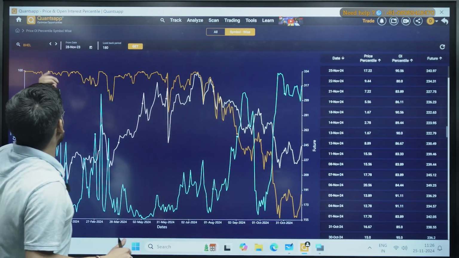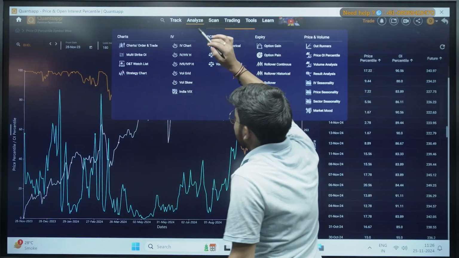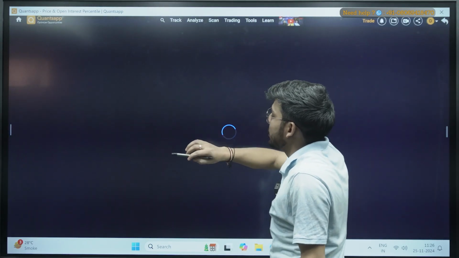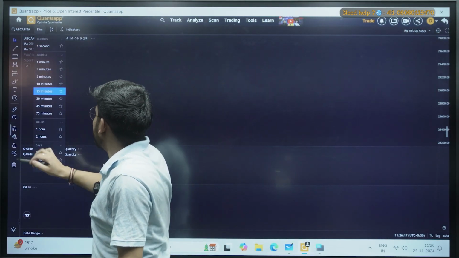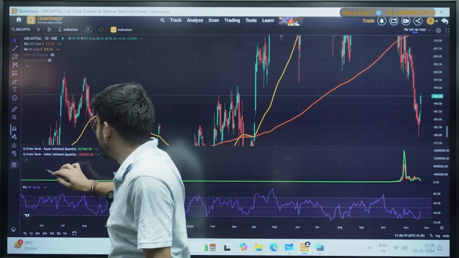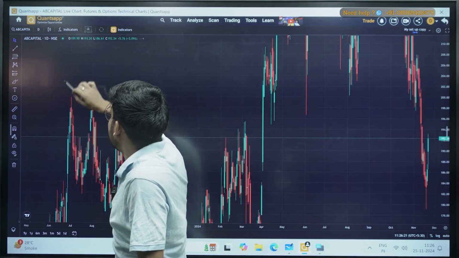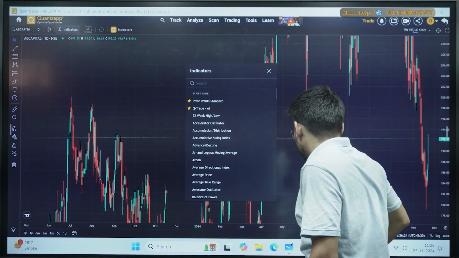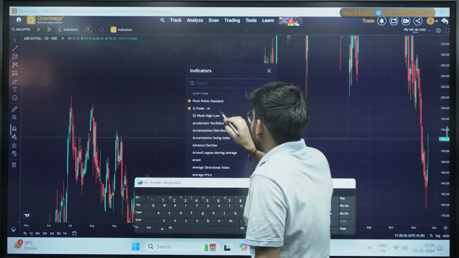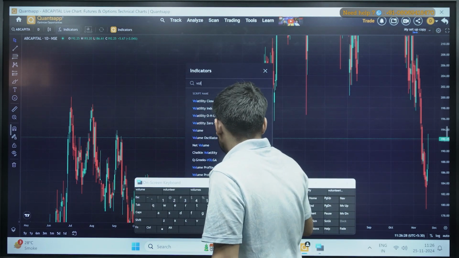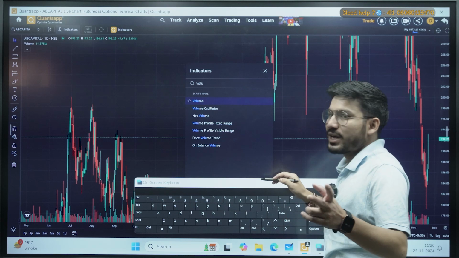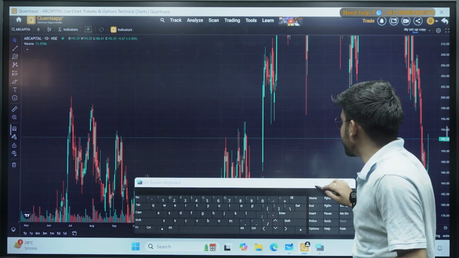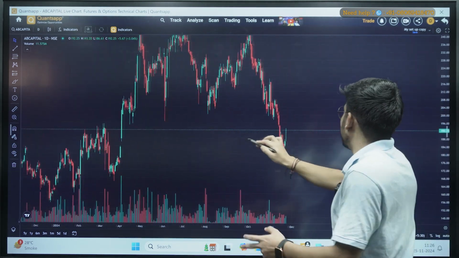So let's take BHALE into the chart. Again we will follow the same procedure, going on the charts, applying the daily time frame, removing the remaining indicators, and we will apply volume again here. I'm showing you two examples so that your concept will be more clear. It will be helpful for you.